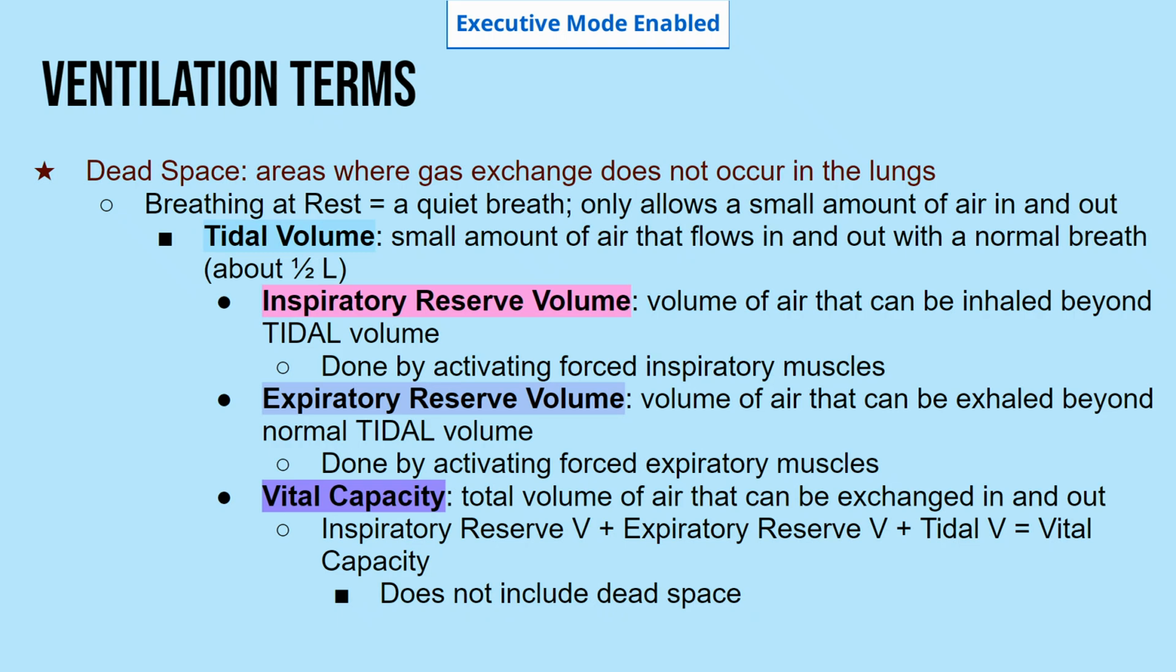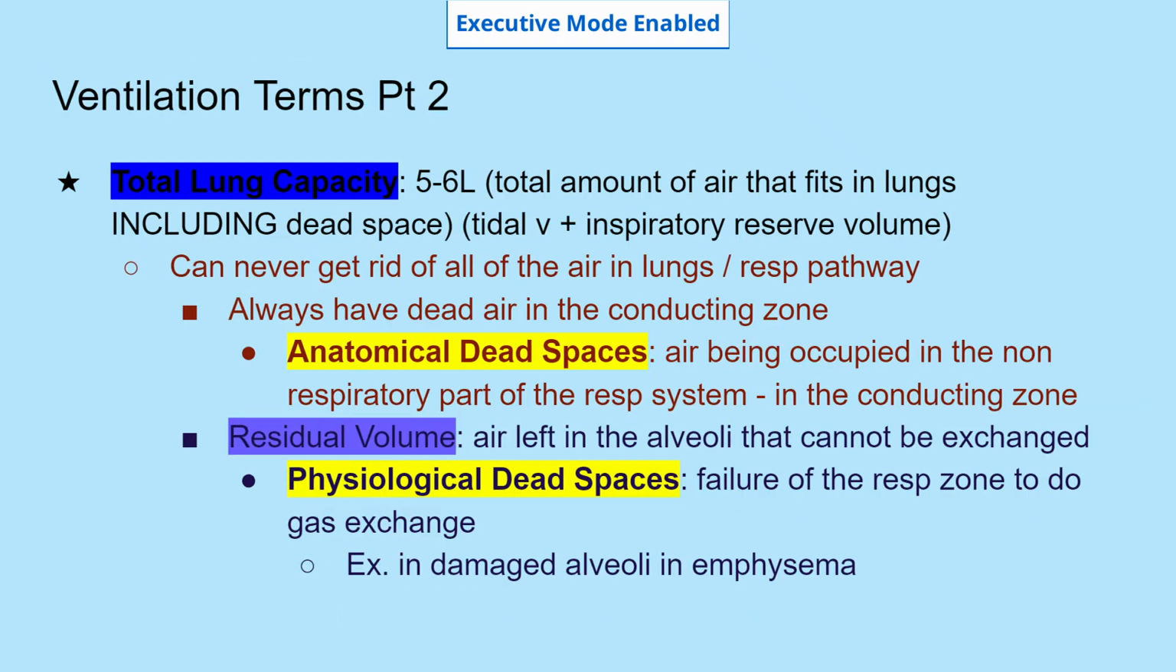Vital capacity is the total volume of air that can be exchanged in and out. So it's the inspiratory reserve volume plus the expiratory reserve volume plus the tidal volume. So basically, a normal breath plus the amount of air that you can force in plus the amount of air that you can force out. And that does not include dead space. Total lung capacity is the amount of air that fits in the lungs, including the dead space. So total, you're including everything. So that's the tidal volume plus the inspiratory reserve volume.